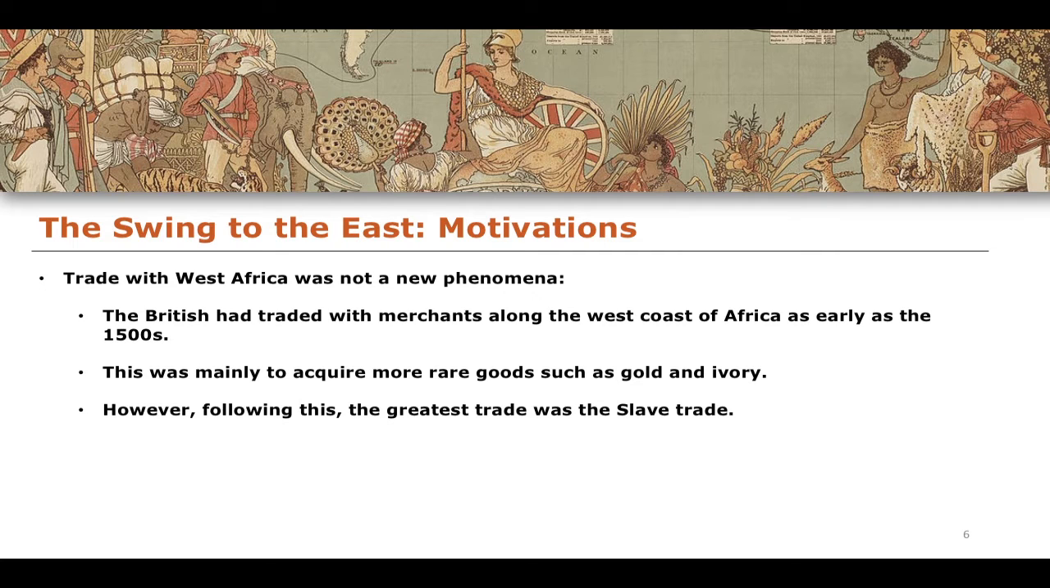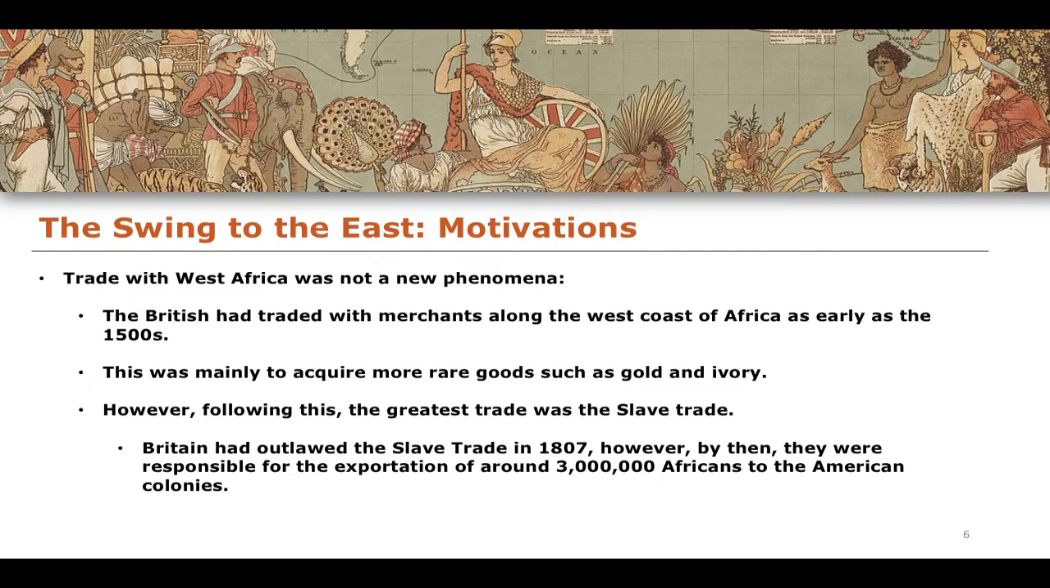But all of this overlooks arguably one of the most important and obviously controversial elements of the British Empire, which was, of course, that the greatest trade they had was in slaves and slavery. The slave trade was, despite being outlawed in 1807, by then responsible for the exportation of around 3 million Africans to the American colonies, to work those colonies all across the Americas, not just the formal United States of America, but also in South America.